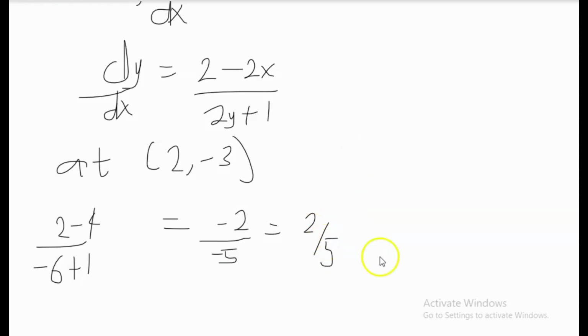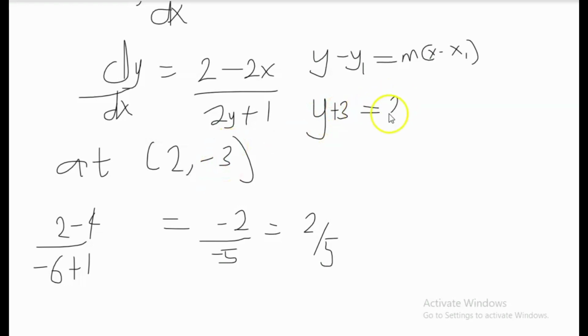So that's our answer. But now remember, the equation of a line is y minus y1 equal to m times x minus x1. Our y1 here is negative 3, so that will be plus 3, because negative becomes plus. And our m is 2 over 5. Then x minus x1. We have x, then our x1 is 2. So now let's write this properly.